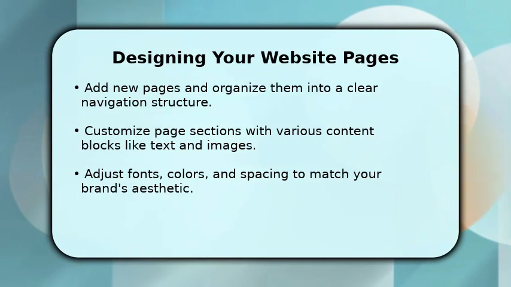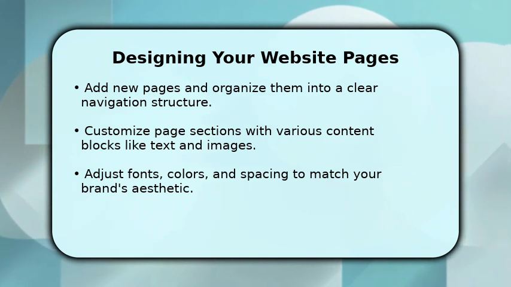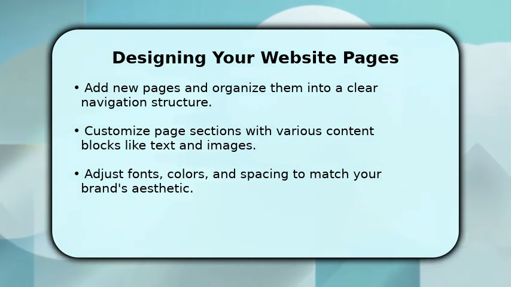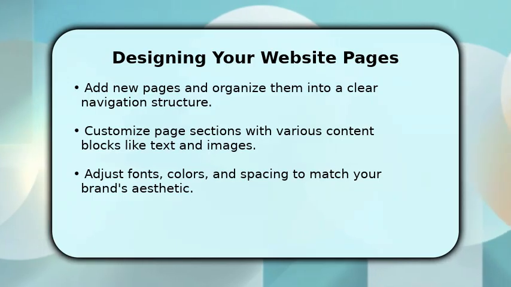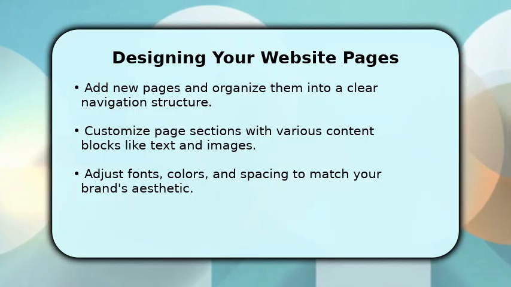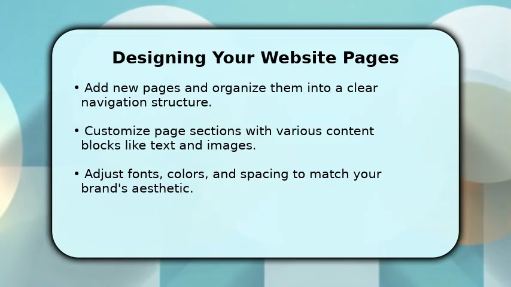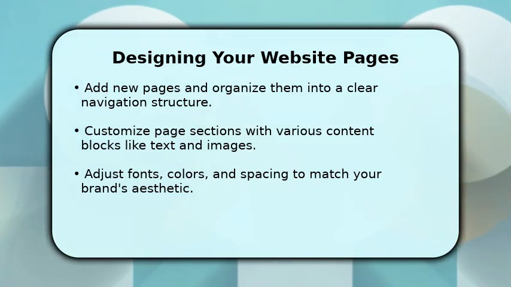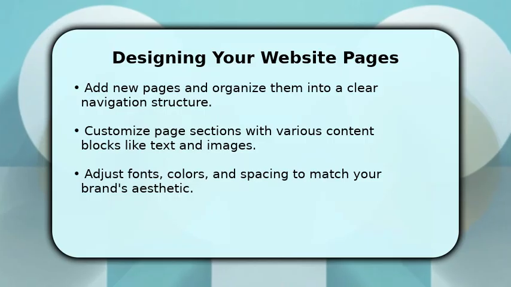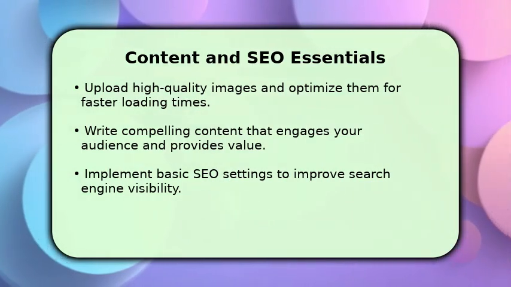Now, let's build your site's pages. Start by adding new pages and arranging them logically in your navigation menu for easy user access. Utilize Squarespace's flexible content blocks to add text, images, videos, and more to each section. Remember to customize your site's design by adjusting fonts, colors, and spacing to create a cohesive and professional look that reflects your brand. Next, focus on your content and search engine optimization.